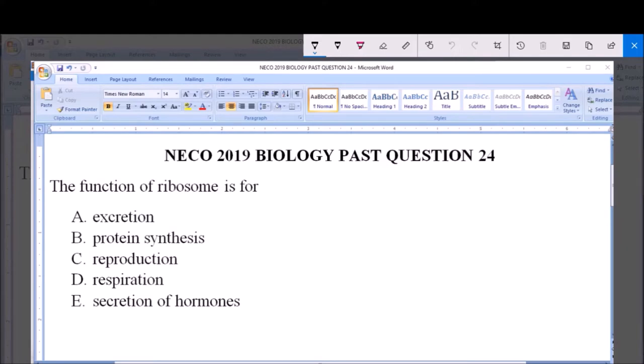The function of ribosome is for A. excretion, B. protein synthesis, C. reproduction, D. respiration, and E. secretion of hormones. Now they are asked to find the function of ribosome, and like we know, ribosome is a cell organelle.